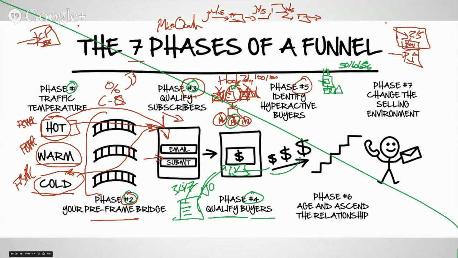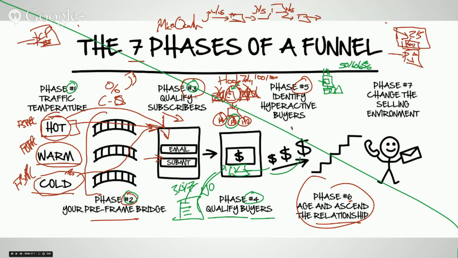Stage five is identifying the hyperactive buyers. So basically what you've done is through your tripwire offer, your front end, or your core profit maximizer, whatever the product they bought, you're now going to go into an upsell sequence, which is kind of number 6, the ascend in the relationship. But with this, you're talking more about getting on webinars and maybe conference calls. We'll talk more about that in a second. But with this, you want to identify who your hyperactive buyers are. Who are your people that are going to buy everything?